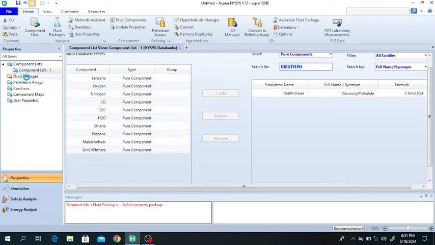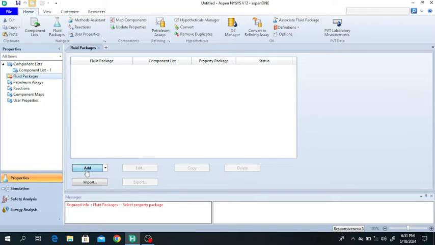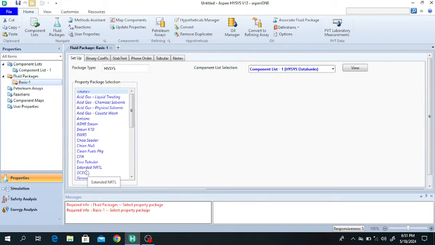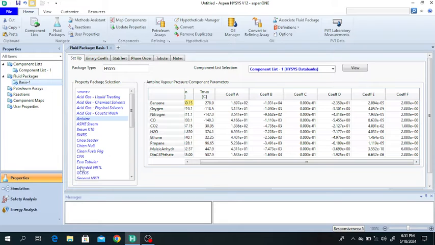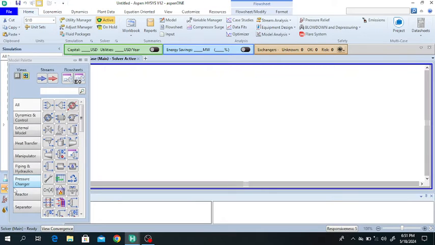Now we will go to the fluid package. You can use the NRTL, non-random two-liquid package for ideal cases, or you can use Antoine. I am using the Antoine equation. This is the T minimum, T maximum, coefficients A, B, C, D, E, etc. Now we will go to the simulation and make a process flow diagram for the preparation of maleic anhydride.